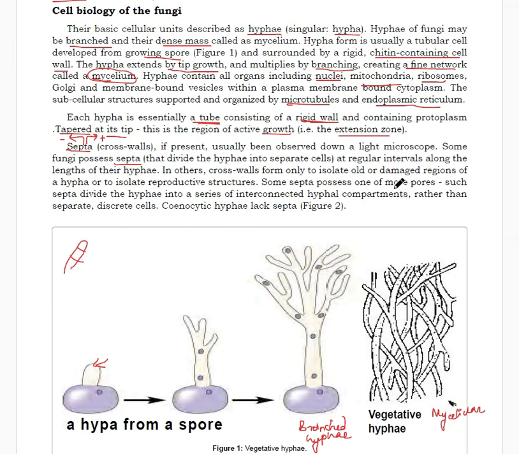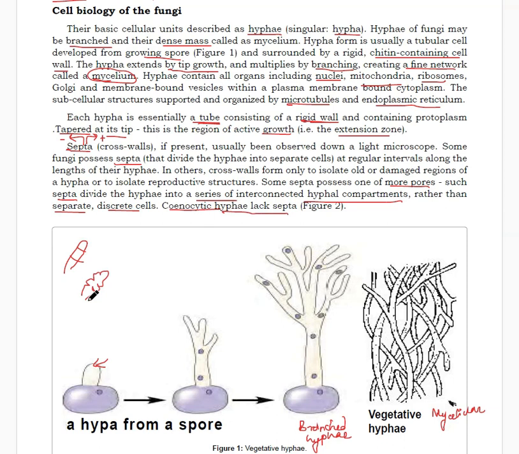So some septa possess one or more pores. Such septa divide the hyphae into a series of interconnected hyphal compartments. Okay, so when the pores are present, they divide the hyphae into several compartments, rather than separate discrete cells. So it can be like this, where separate cells are not present, but several compartments are there, rather than discrete cells. And coenocytic hyphae lack septa.